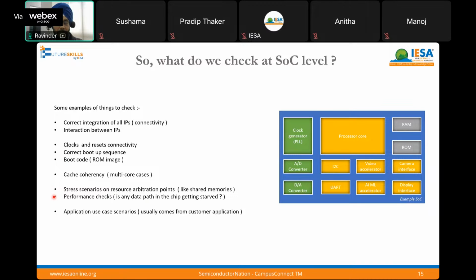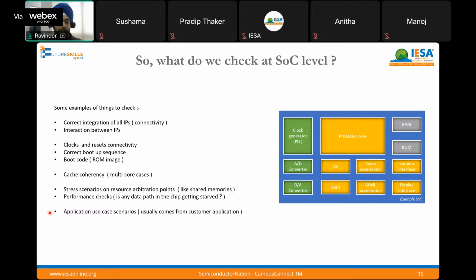Performance checks, if any of the data paths are getting stopped. It's possible that if one IP is the only one accessing the memory, it's working fine, right? But if four other IPs are simultaneously accessing the memory, then this first IP is getting starved of the data. It is not getting the data it needs and has to wait for all the other IPs to finish. So those kinds of problems will create a performance problem for this particular IP. So that has to be verified.